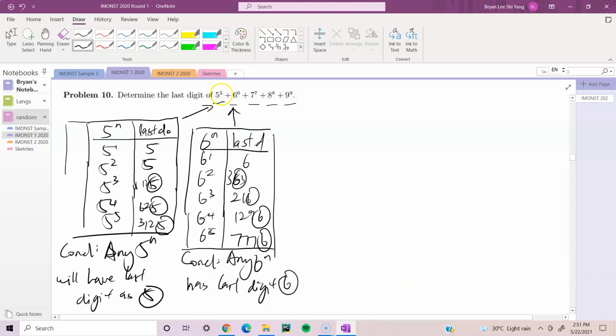So we can confirm that this one is 5, and this one is 6.